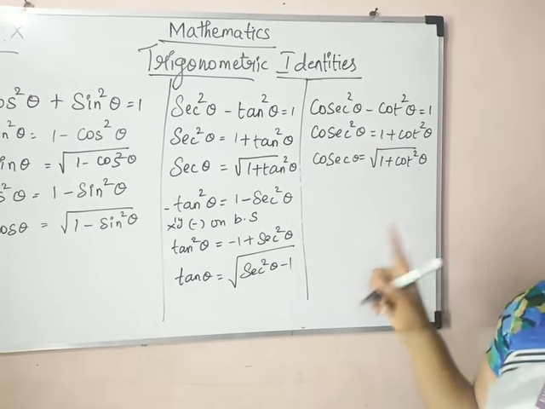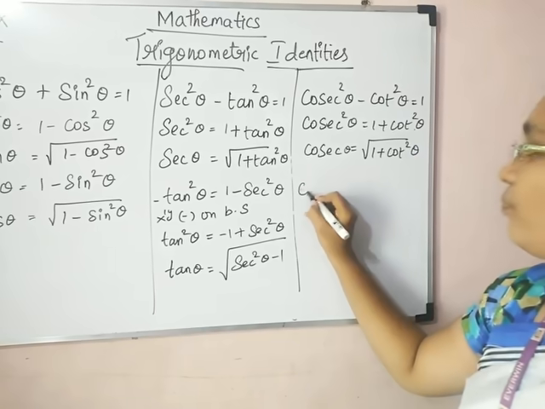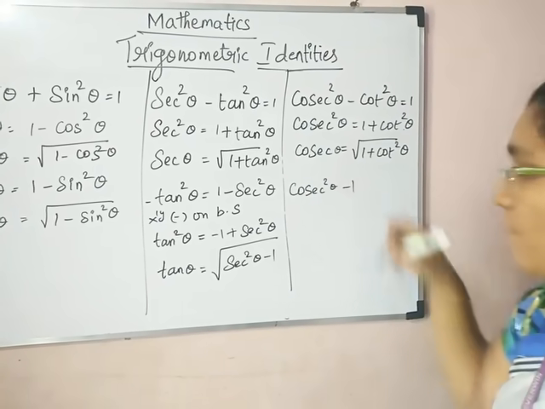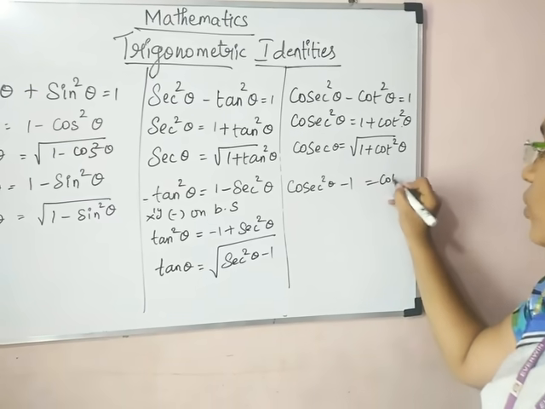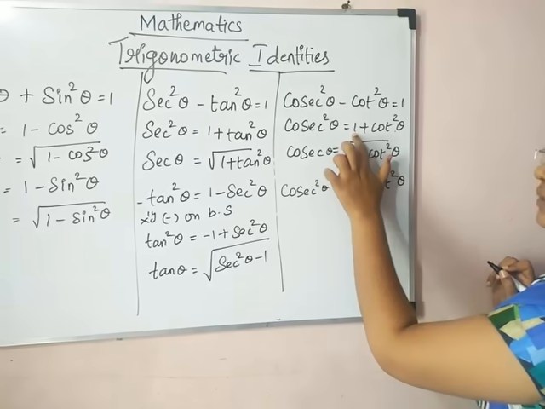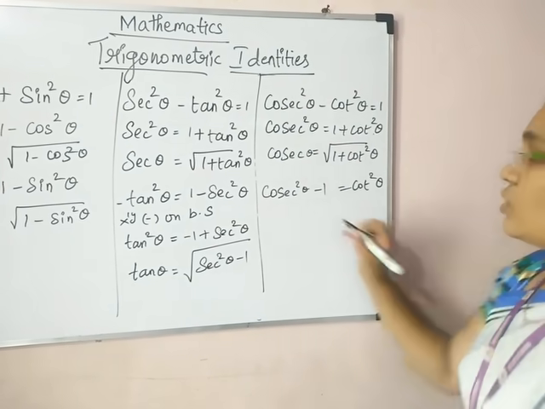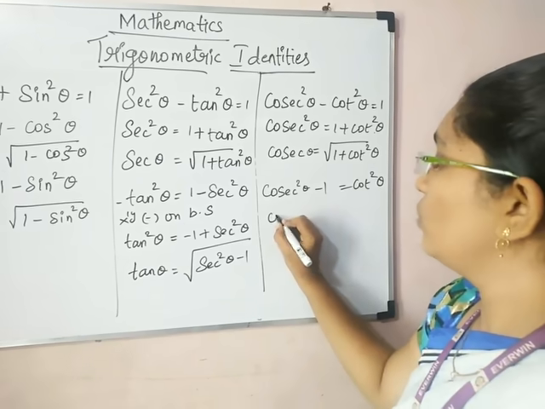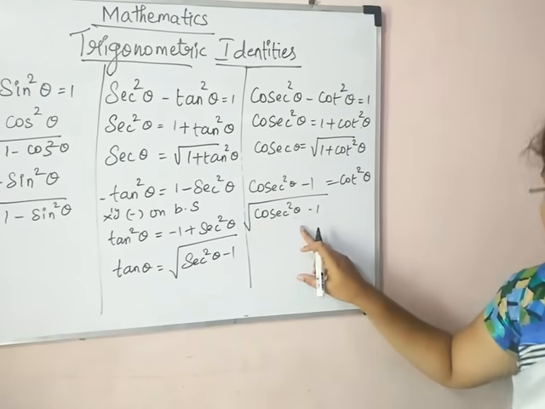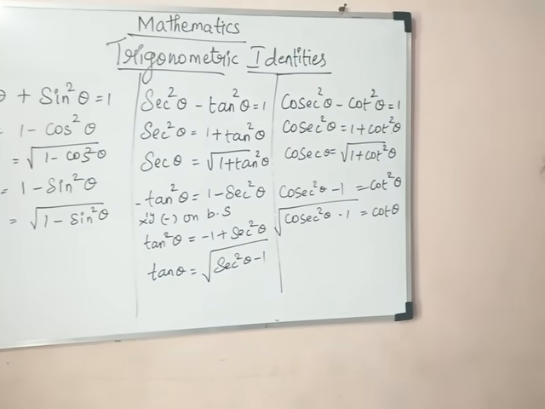Now if you want the cot theta value, from here you can derive. If you want cot square, can we take this plus 1 to this side? It will become minus 1, which is equal to cot square theta, isn't it? So now I am taking this plus 1 to that side, so you will get the cot square theta value. So what is the cot value? Cot theta is equal to root of cosecant square theta minus 1. Do you understand?